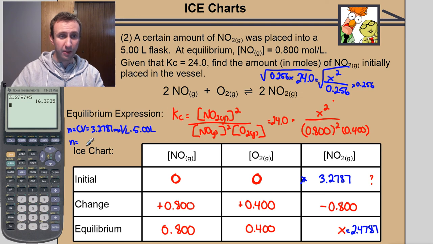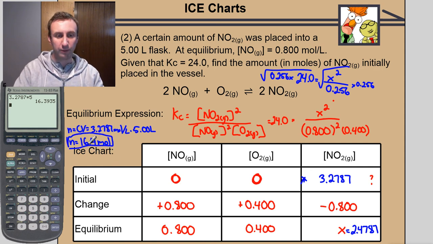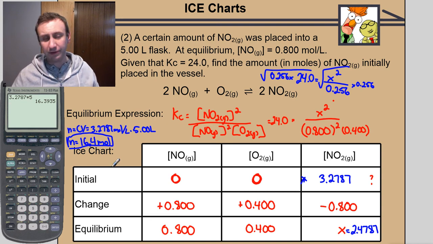Times 5, there's a better answer. N is equal to, and I want this in 3 sig digs, 16.4 moles at the end of the day. So that's what I get for a final answer, 16.4 moles. All right, that's number 2. That was a tougher one.